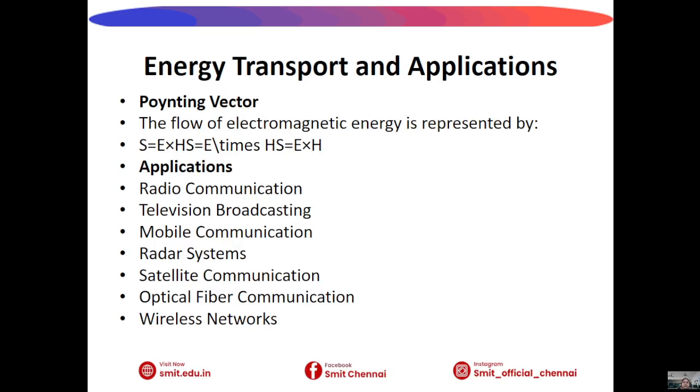Next we see about the energy transport and applications. Electromagnetic waves transport energy through space. The rate and direction of energy flow are represented by the Poynting vector. The direction of the Poynting vector indicates the direction of the power flow. Electromagnetic wave propagation is used in numerous applications including radio communication, television broadcasting, mobile network, radar system, satellite communication, optical fiber links, Wi-Fi systems and modern wireless communication technologies. These applications form the backbone of today's information and communication infrastructure.